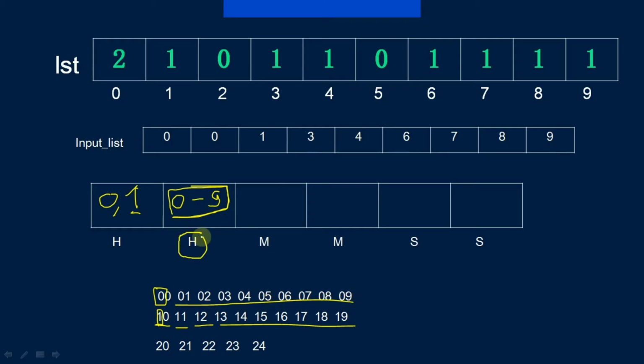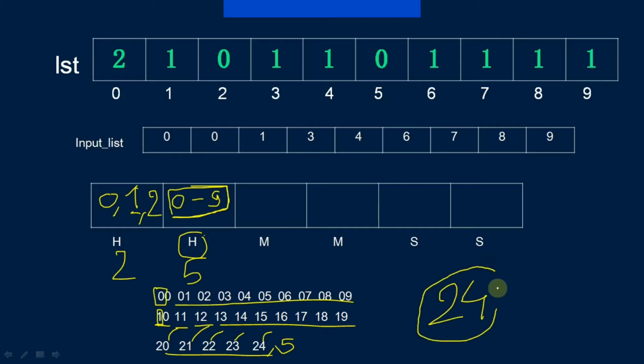Okay, but if the first cell value is 2, we will have only 5 ways. In the second cell we can store either 0 or 1 or 2 or 3 or 4. We cannot store 5 because the limit will be exceeded and we will get 25, but we have to form the time in 24-hour format. Okay, so I hope you got it till here, you have no doubt.